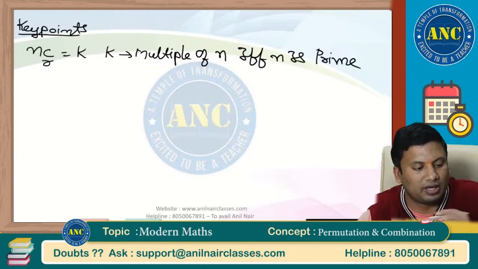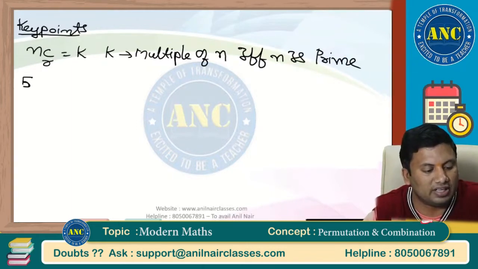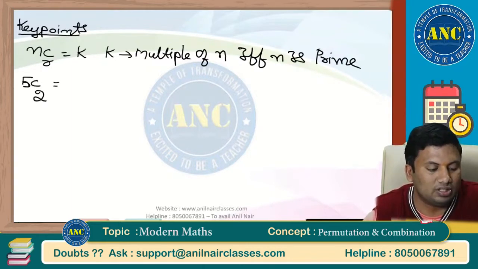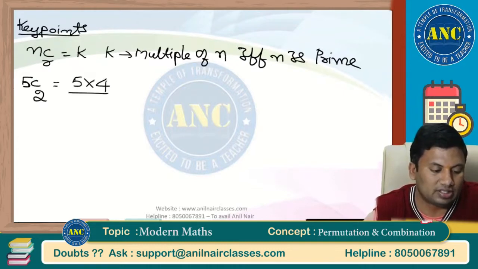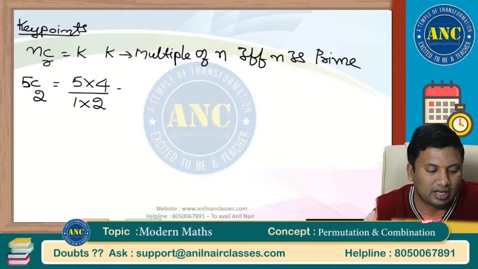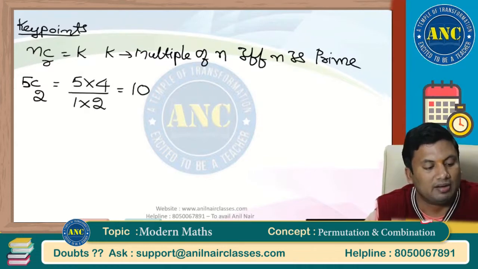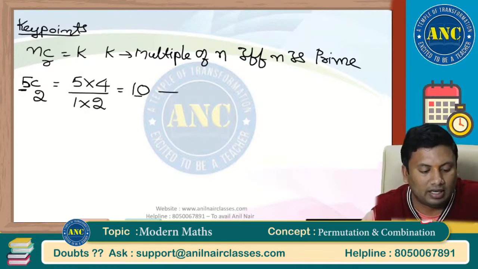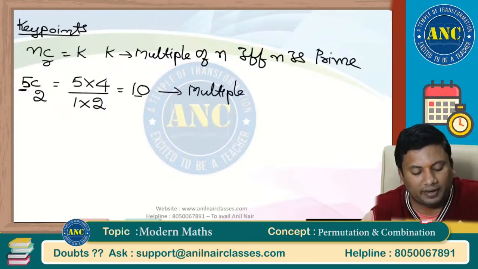Let us take a few examples. Suppose 5C2. 5C2 is nothing but start from 5, write 2 decreasing, start from 1, write 2 increasing. These are nothing but 10. 5 is a prime number. 10 is a multiple of 5.